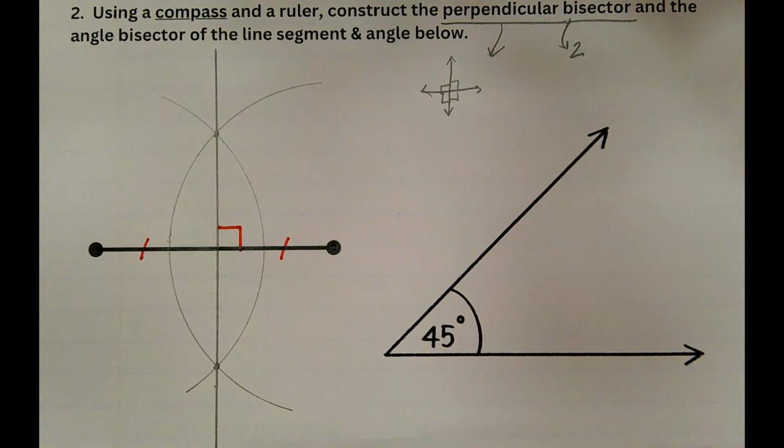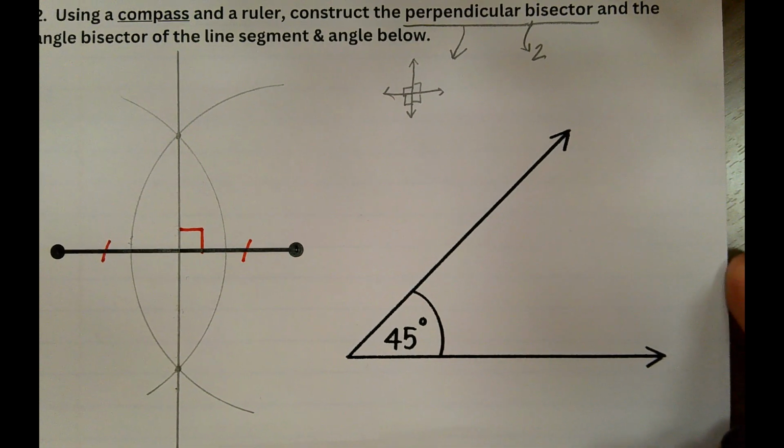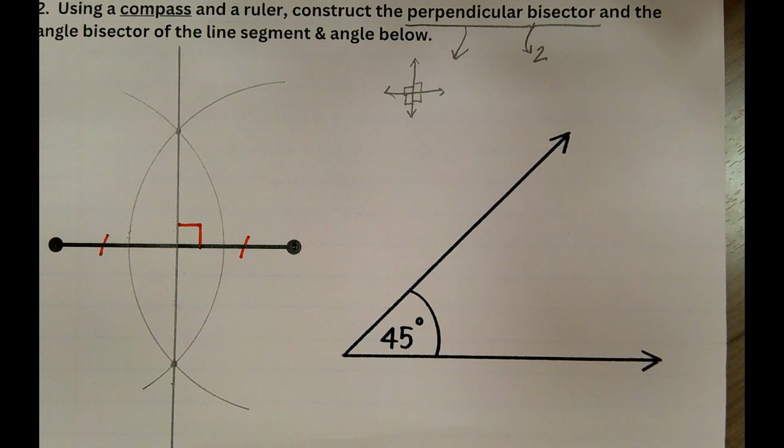Okay. So now let's look at the angle bisector then. And this one is the trickier of the two. I'm going to walk us through this one and even give us a little guide. So there's basically 3 steps here.